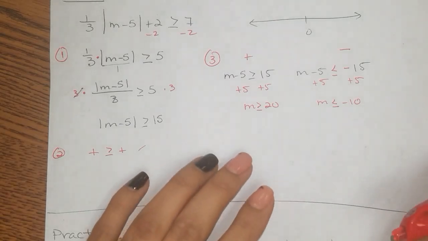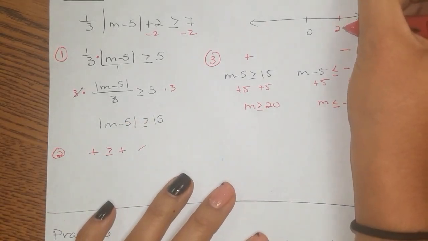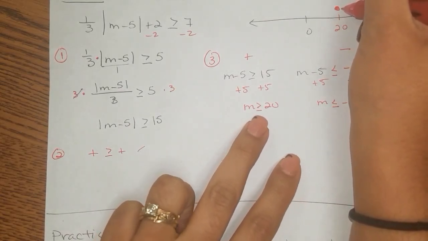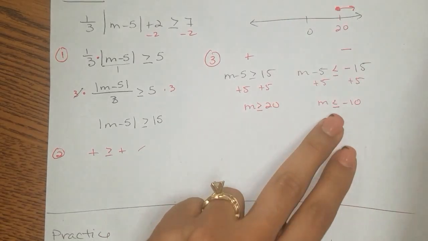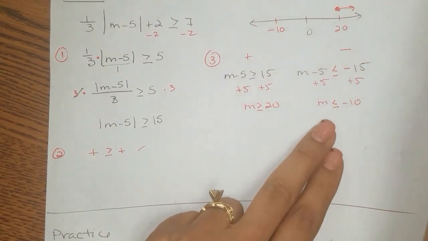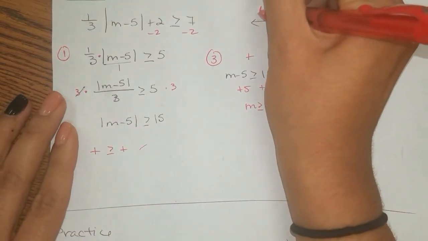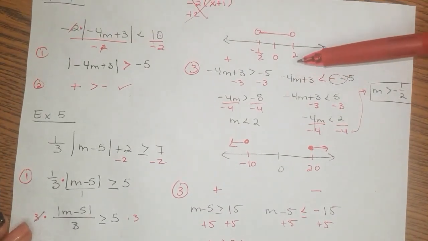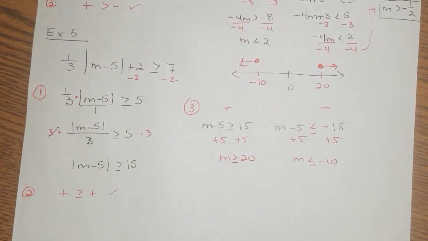Okay, so in this instance, your solution set's going to look a little bit different. We have m greater than or equal to 20, so greater than or equal to is close to the right. Here we have a negative 10 over here, negative 10. M less than or equal to that, so close circle out. Okay, so notice that these previous examples, they were connected. These two are out in opposite directions here.